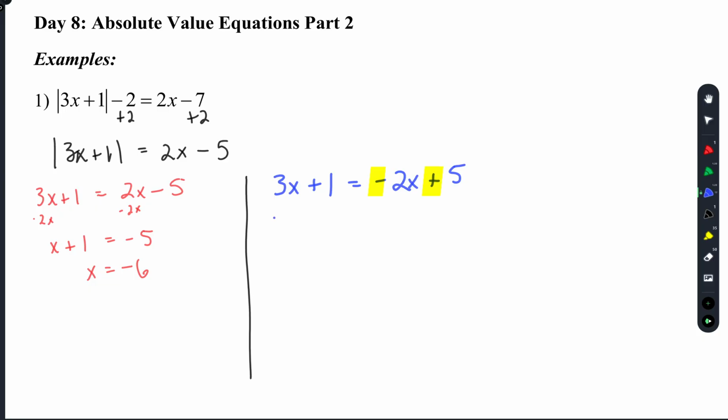So we get -6. Then, what am I going to do here? I'm going to add 2x to both sides. So 5x plus 1 equals 5. Oh, no. 4. Oh, no. 4/5. Yay.